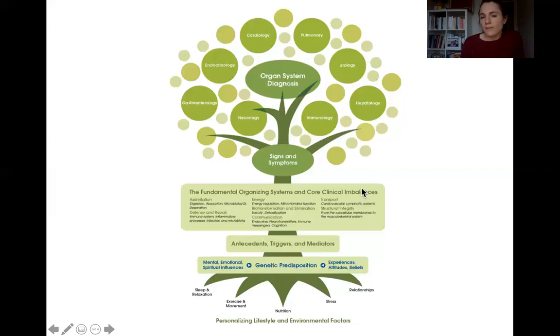IFM really works down here, trying to understand, as an IFM practitioner like a nutritional therapist, what the factors are that have contributed to the development of the client's health concerns, and how I can create a nutrition and lifestyle plan that helps to alleviate those imbalances. So it's really nutrition and lifestyle medicine, and it's a really exciting field, and there's more and more science coming out to validate the approach, which is great.